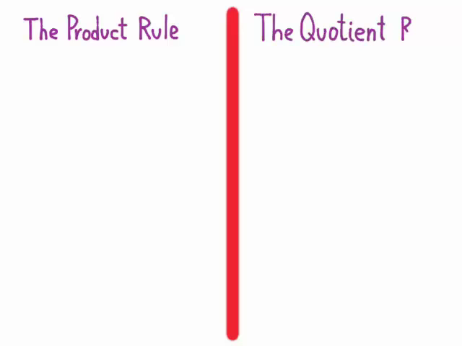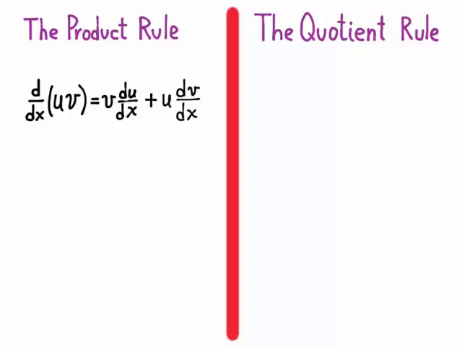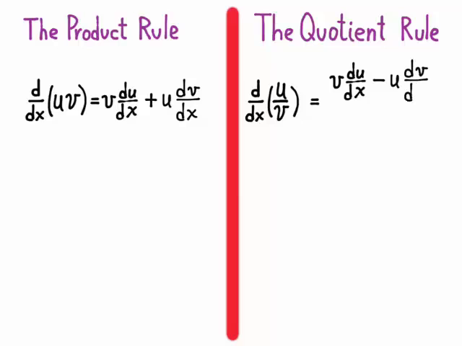And to memorize it, I want you to notice that it's a little bit similar to the product rule, so let's compare them. The product rule says the derivative of uv is v du dx plus u dv dx. The quotient rule says the derivative of u over v is v du dx minus u dv dx over v squared. Notice that if you took the product rule and replaced that plus with a minus, you get the numerator of the quotient rule.